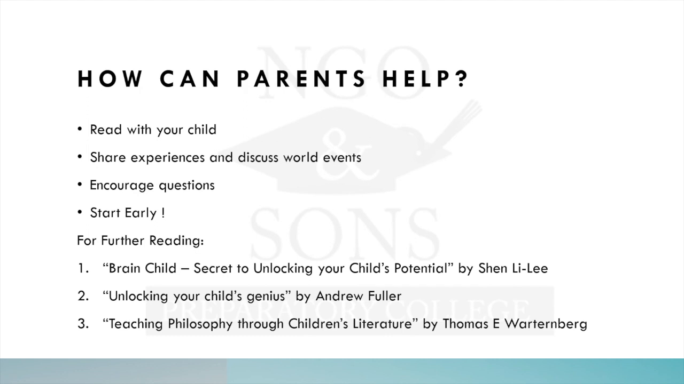There are really some fantastic books that are available that parents could read to learn more on how they can help their children. The ones that I really recommend are Brainchild: Secrets to Unlocking Your Child's Potential by Shen-Li Lee. Another one is Unlocking Your Child's Genius by Andrew Fuller. And Teaching Philosophy Through Children's Literature by Thomas E. Waltenberg.